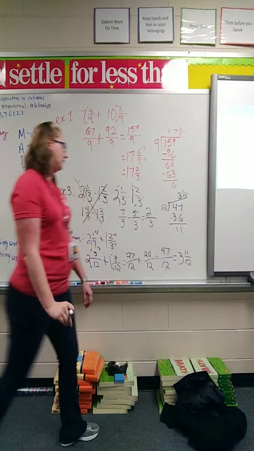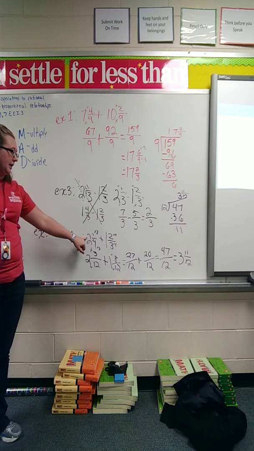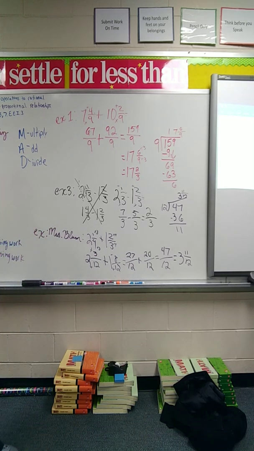3 and 11/12. Would I have gotten that without doing anything else to 2 and 1/4 plus 1 and 2/3? No. It needed a couple steps. That's okay. What questions do we have? Thank you.